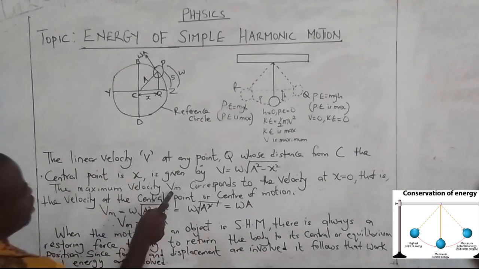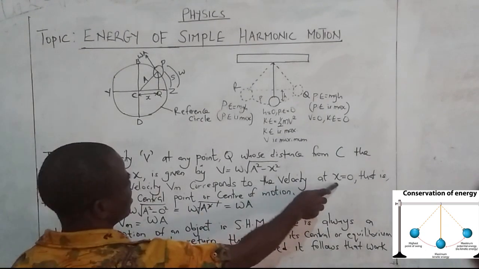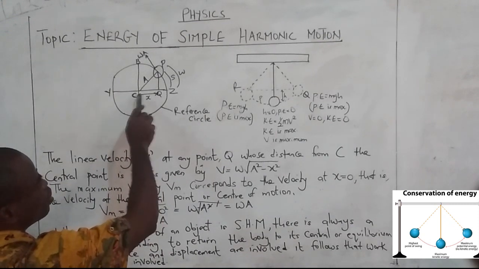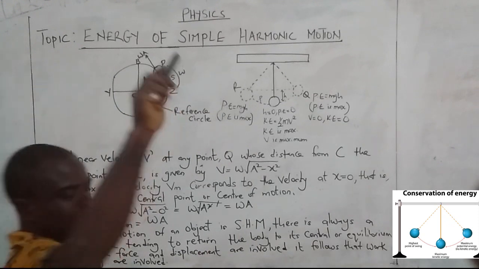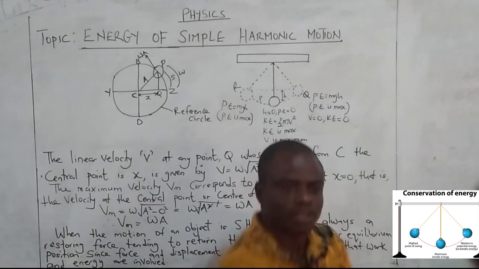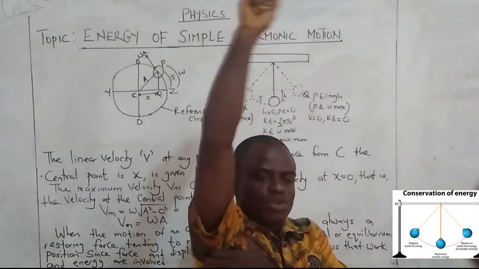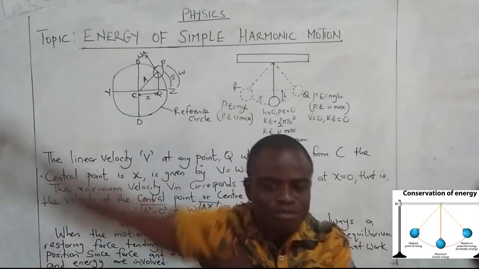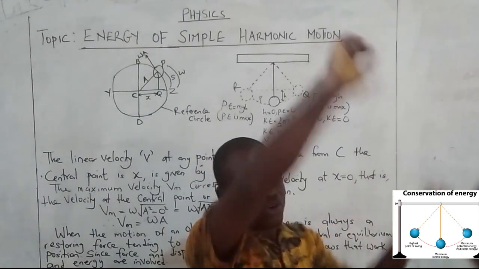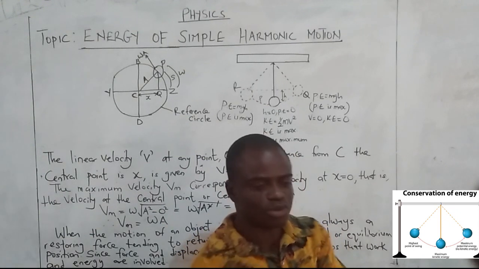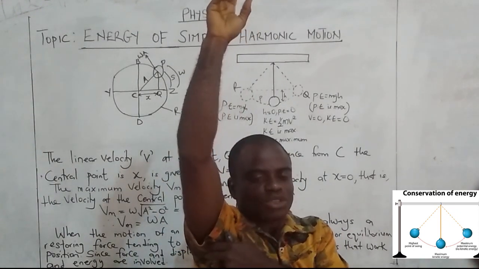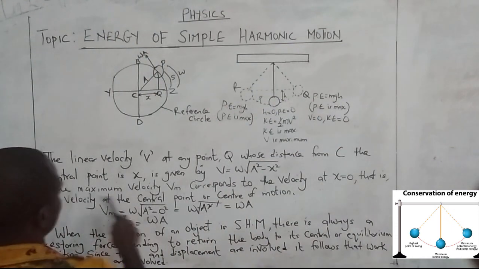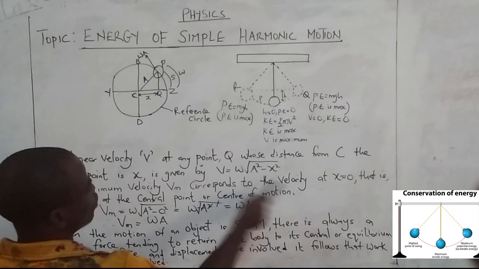The maximum velocity vm corresponds to the velocity at x equals zero. When x is zero, that means the distance here will not be put into consideration. An example is when you are swinging your hand like this: at the center of your hand, there's maximum rotation. Before your fingers move around the circle, your shoulder has already moved at maximum. The same thing here. The maximum velocity vm corresponds to the velocity at x equals 0.